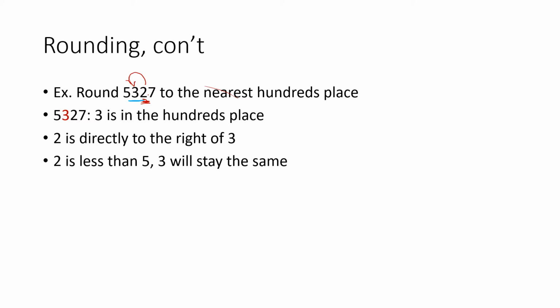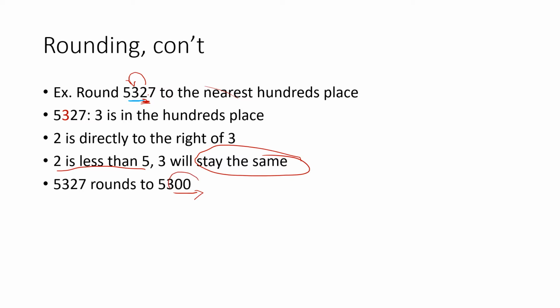Because that 2 is less than 5, Bob is not going to change. He's going to stay the same. He's going to stay a 3. But then remember, he is tired of dealing with her nonsense, so he kicks Felicia out. So then everything to the right of Bob becomes a 0. If you're rounding properly, your number should always end in 0. So 5,327 rounds to 5,300.